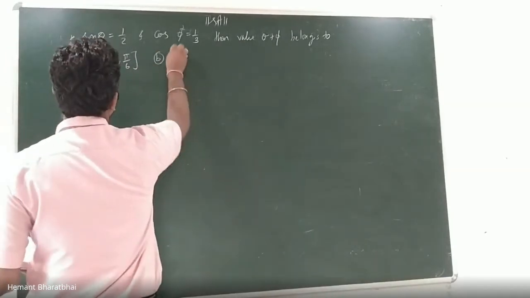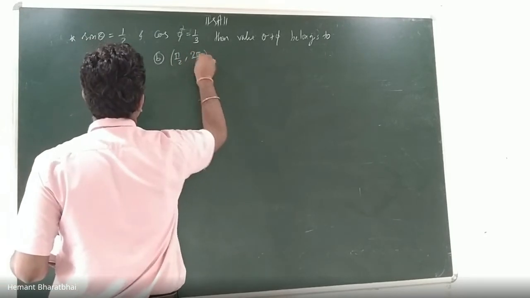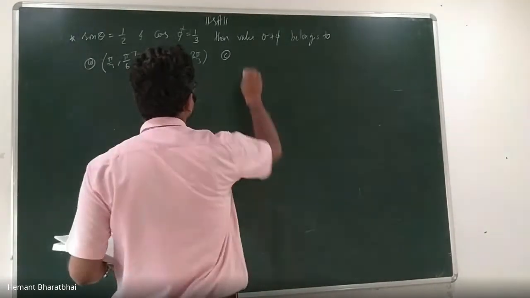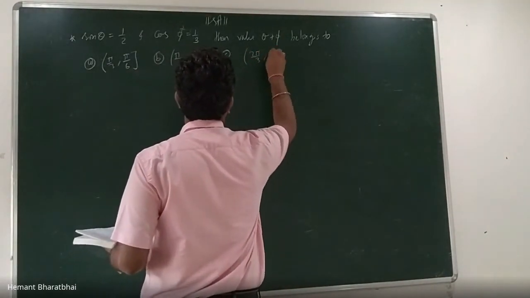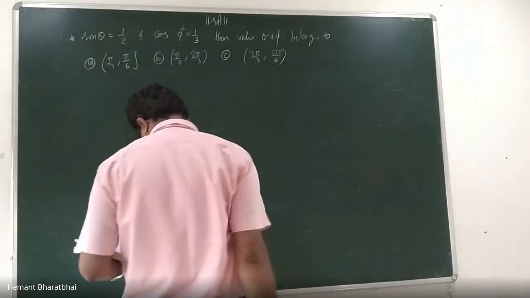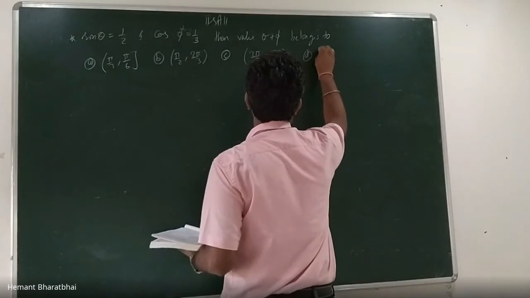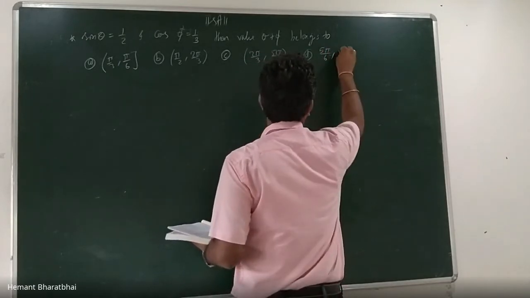Option B, pi by 2 to 2 pi by 3. Option C, 2 pi by 3 to 5 pi by 6. And option D, 5 pi by 6 to pi.